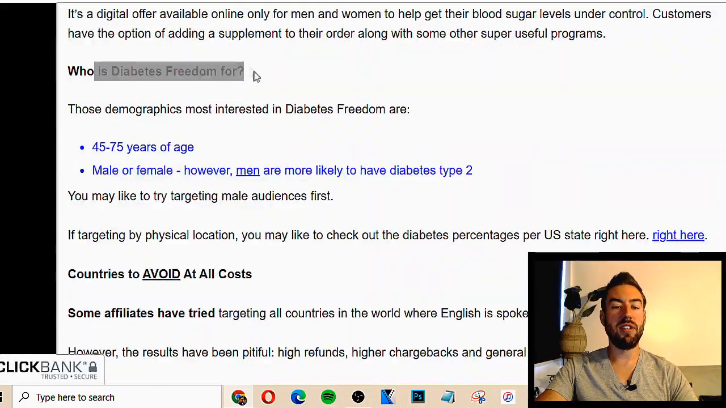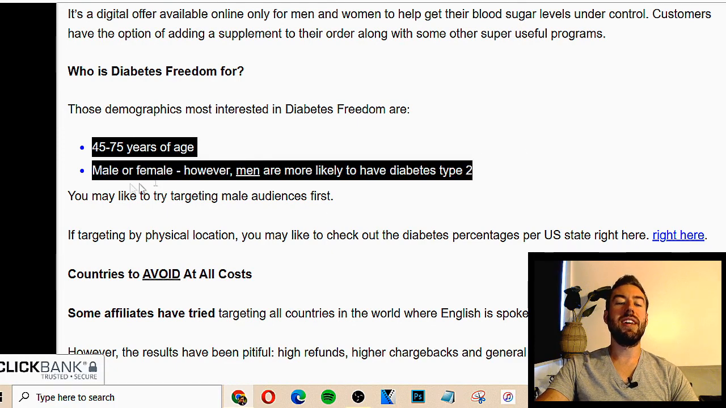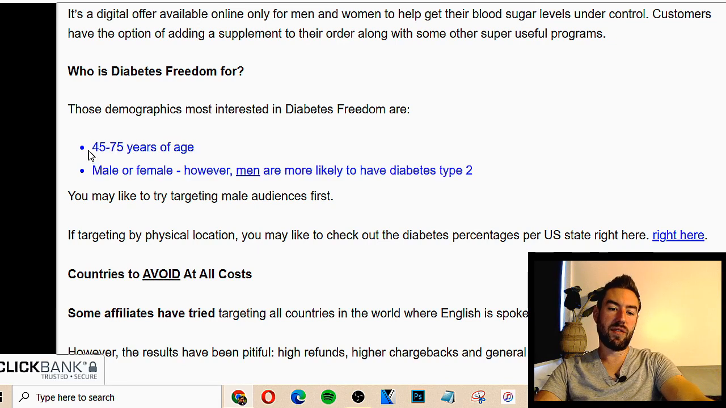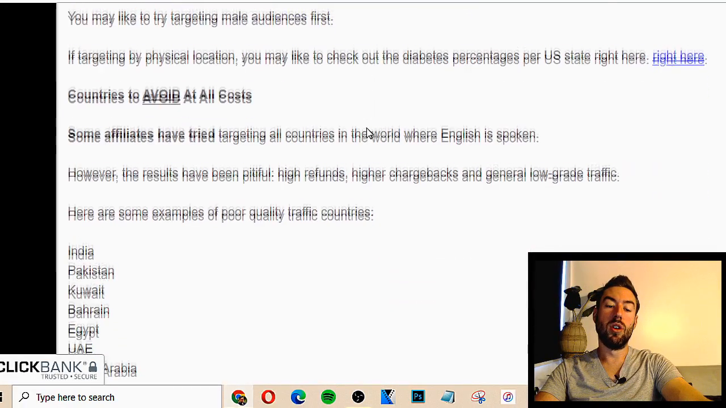So it says, who is Diabetes Freedom for? This right here is your target market. That's the person you're trying to attract. Someone 45 to 75 years of age, male or female. However, men are more likely to have diabetes. So they're saying men are more likely.